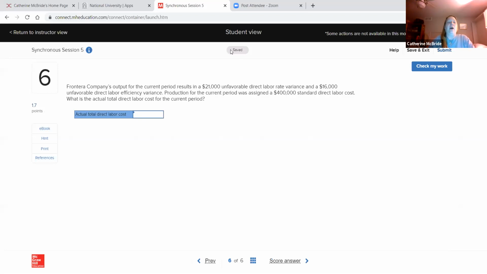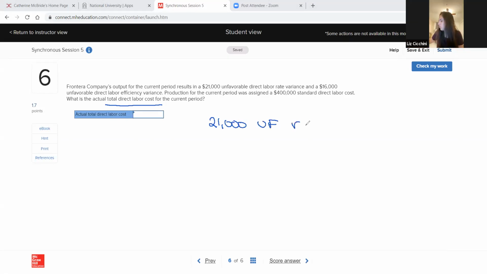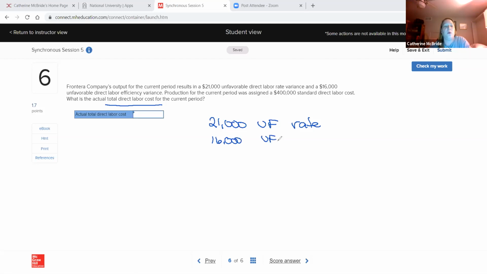All right, we have output for the current period. You want to know what is the actual total direct labor cost. Okay, so we have a $21,000 unfavorable rate variance and a $16,000 unfavorable efficiency variance. That's the same as quantity.